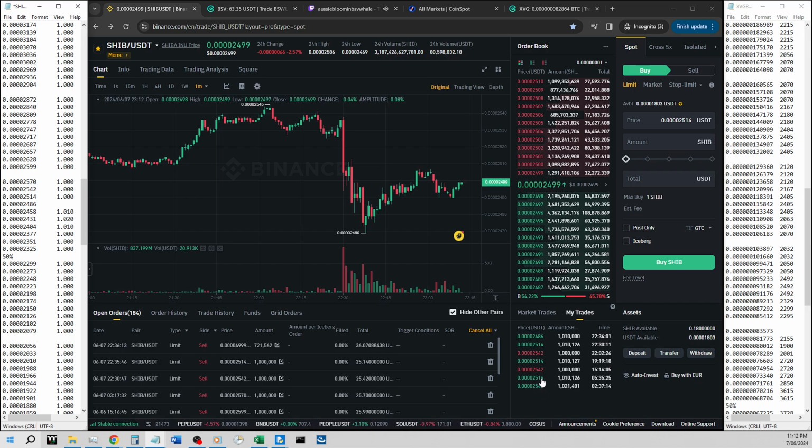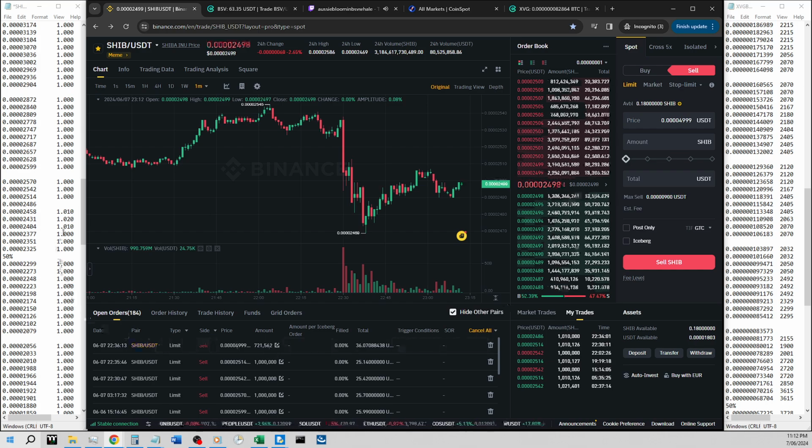Okay, so I'll just minimize this so you can see my daily trades today, where I've bought at 25.42, bought at 25.14, then it's gone back up, so I've sold there, then I've bought back there, then I've sold back there, and then it's had a bit of a drop, which is this one here, and it's come back down. And so currently I have a sell order which is at 25.14.